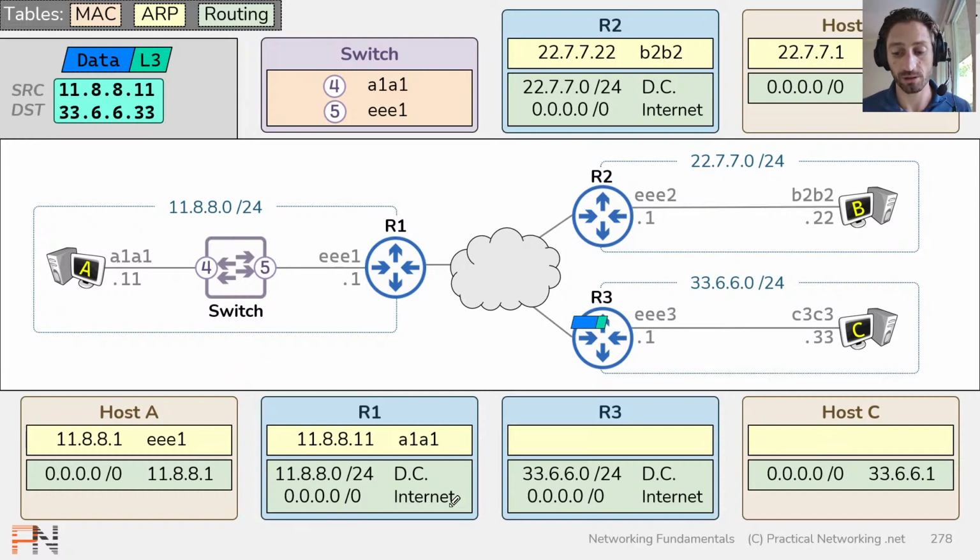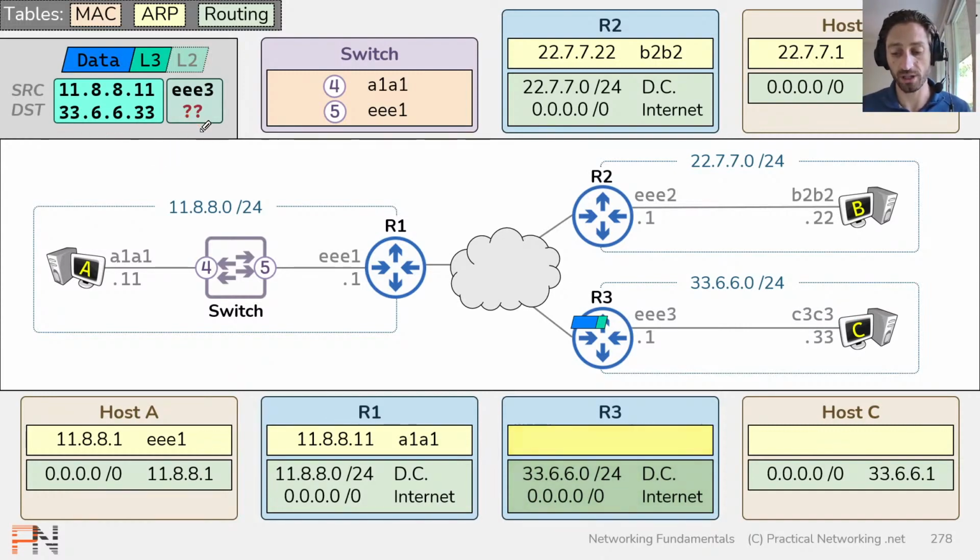Router 3 will take a look at its routing table to determine where the destination 33.6.6.33 exists. Router 3 will know that it matches this particular route, which means this packet needs to be delivered to the final hop. But router 3 at this point doesn't have the ARP entry for host C, so it does not know the MAC address to use to create the layer 2 header necessary to get this packet to host C.